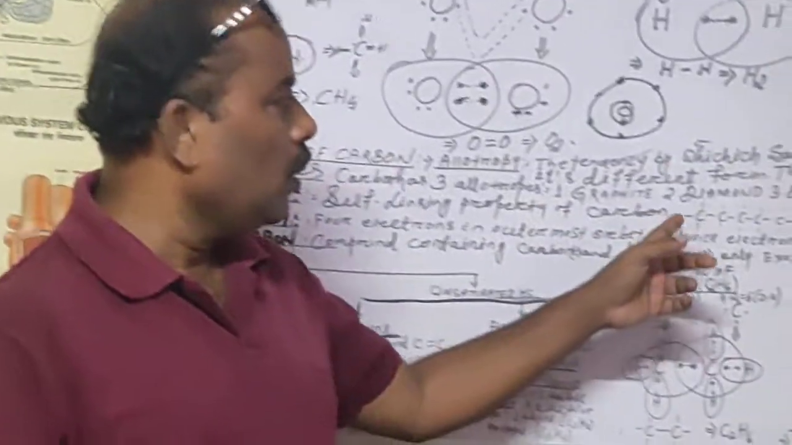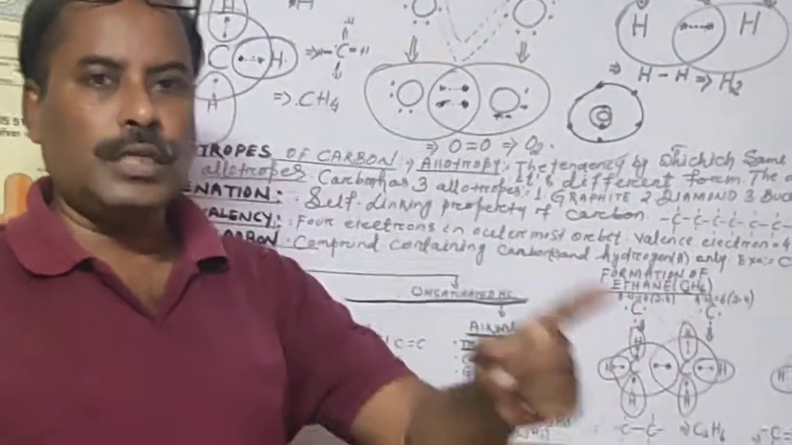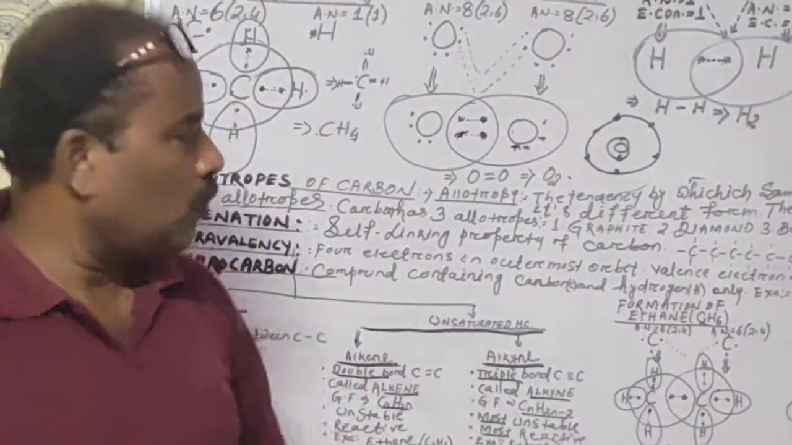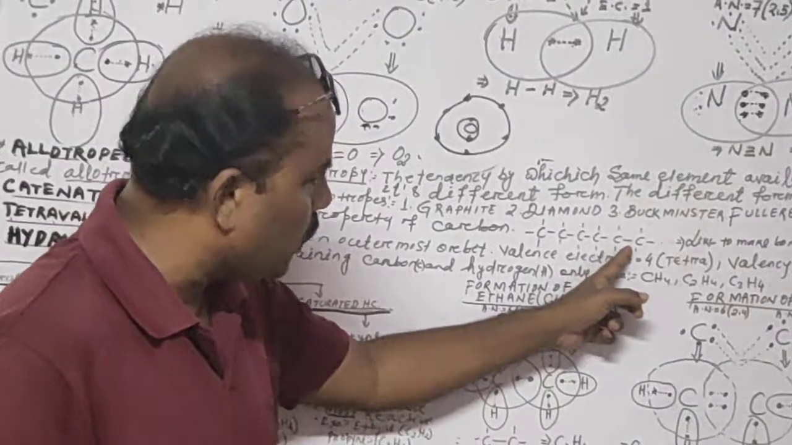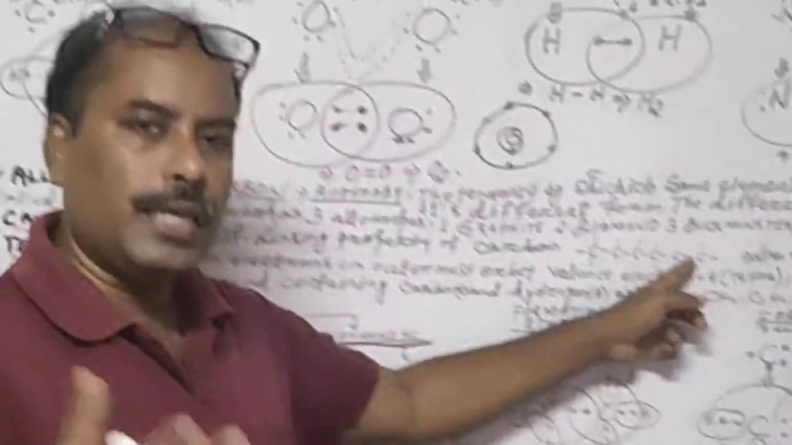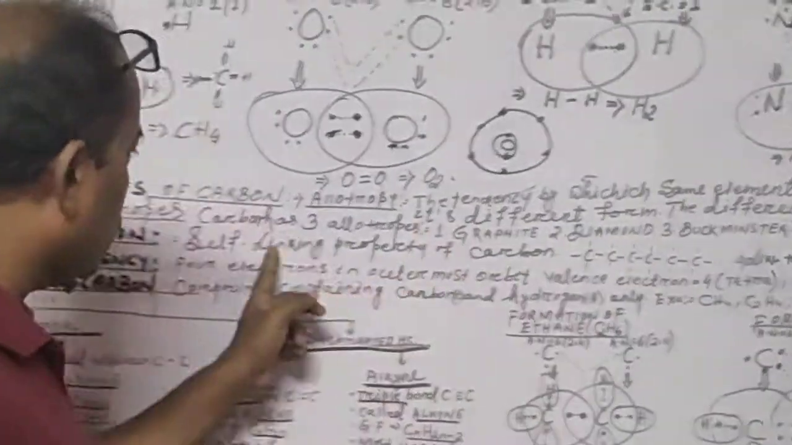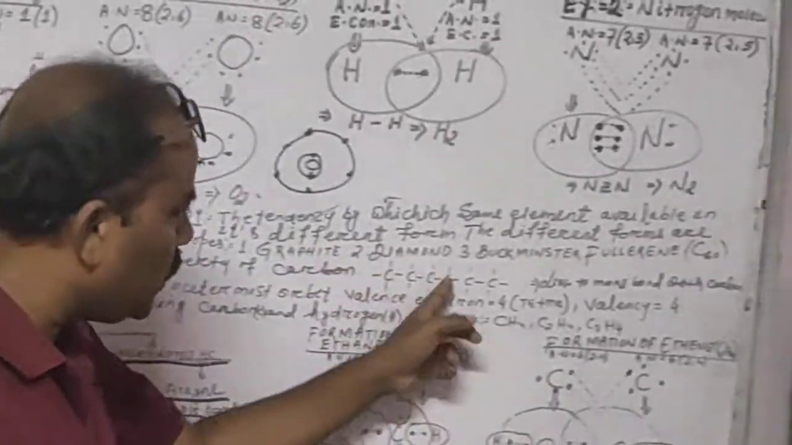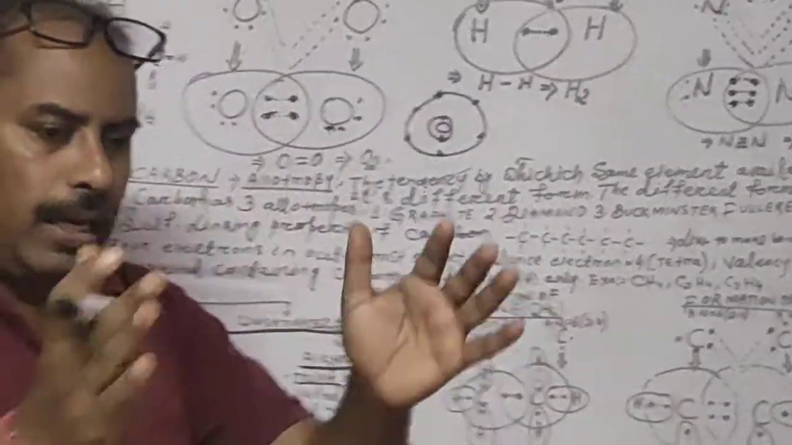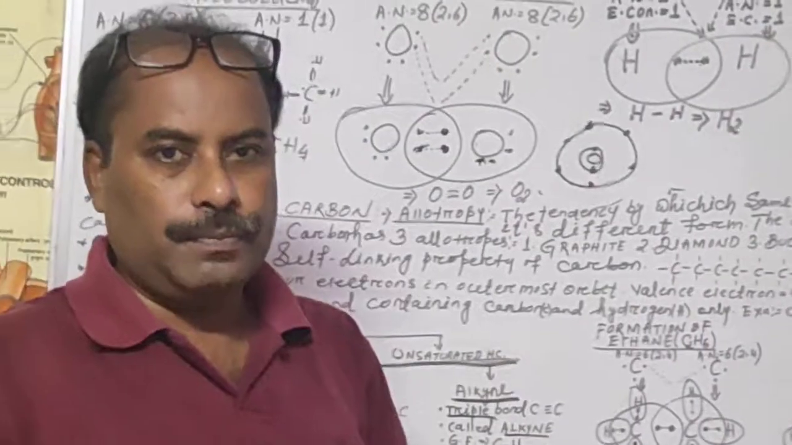Carbon also shows exactly the same. First it looks for a carbon atom. So carbon always links with carbon as the first option. If it does not get one, then it can go for hydrogen or oxygen. That is called the self-linking property. Because of this self-linking property, it can make a vast chain.